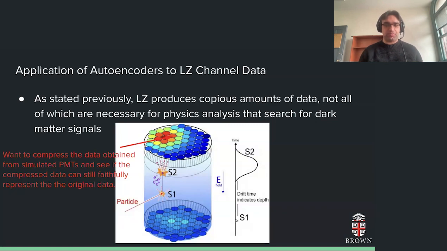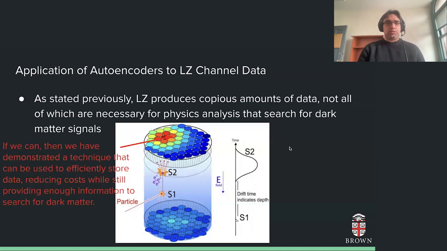Today we're using, I believe, simulated data. But we want to compress what comes out of these PMTs and still have a faithful enough representation of the data after it comes out of the decoder part of the autoencoder, and still be able to do a physics search for WIMPs or whatever you're searching for. If we can do this successfully, then we've demonstrated a technique that can be used to efficiently store data on disk. This reduces the costs of data storage while still providing enough information to do a dark matter search. This is a very powerful and very generally applicable technique, but it is particularly important here because we collect a lot of data.